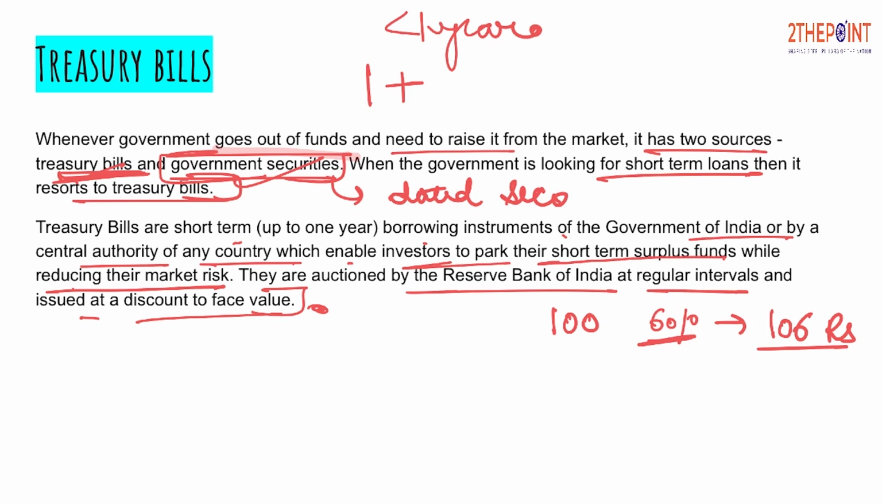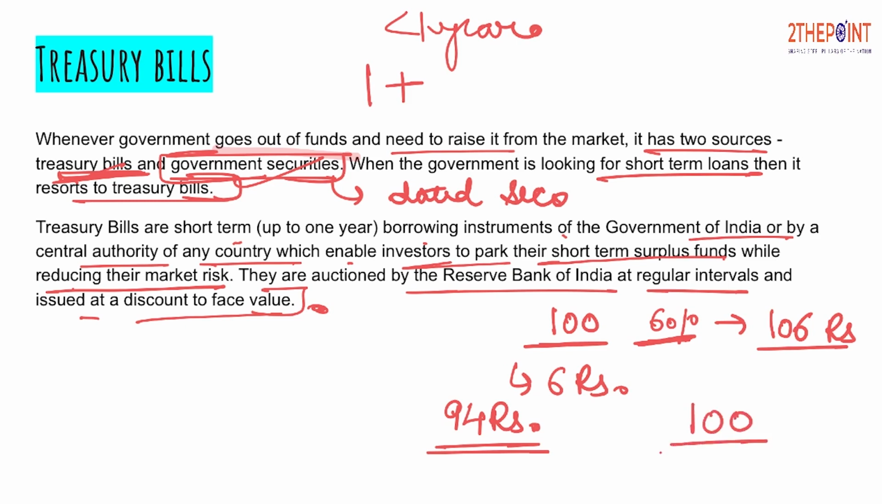In case of a treasury bill, it does not give an interest rate like this. Let's suppose the prevailing rate of interest is 6%, so of 100, 6% comes to 6 rupees. Now what the government does is, it will just collect 94 rupees from you, and at the time of redemption they will give you 100 rupees.